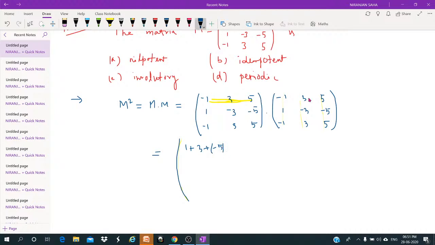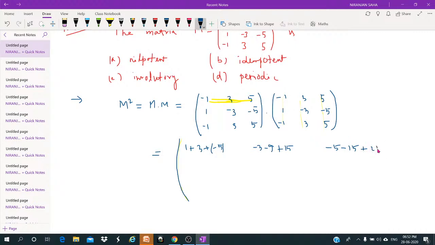Now first row second column will give us the second element in the first row: minus 1 and 3, minus 3, then minus 3 and 3, minus 9, and then 5 and 3, 15, plus 15. Now we'll find out the third element in the first row. First row third column: this will be minus 5, minus 15, and plus 25.